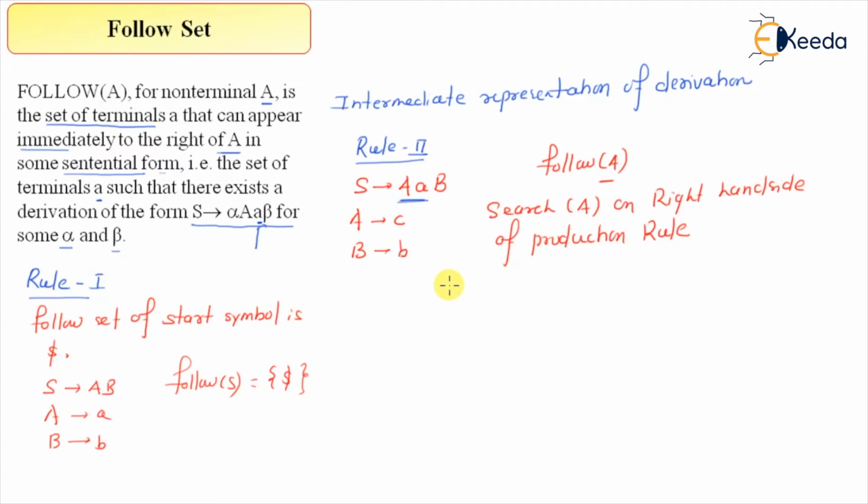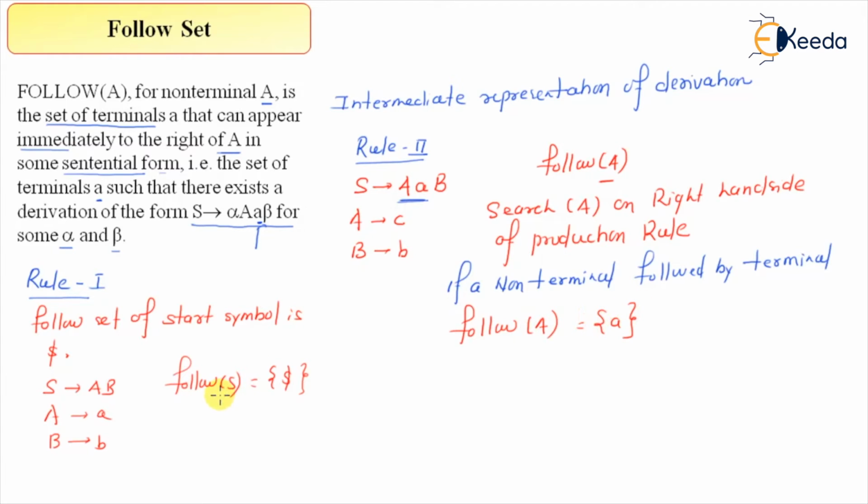We have to search on the right hand side of the production rule, and rule 2 says that if a non-terminal is followed by a terminal, that is the case we are looking for. Wherever there is follow of capital A and there is a terminal symbol next to it, I will include that terminal over here. So that is rule number 2.